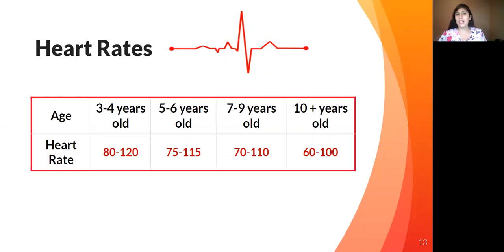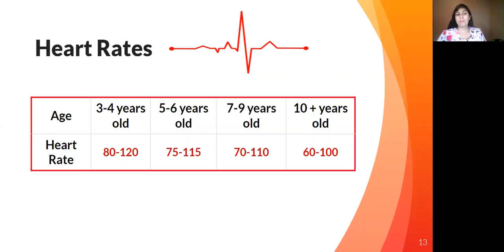So 7 to 9, your range is 70 to 110. And then once you're 10 years and older, so this is most 4th and 5th graders, your range is actually 60 to 100. This is the same range for actual adults. So by this time, your heart rate is pretty steady and almost the same as when you're older.